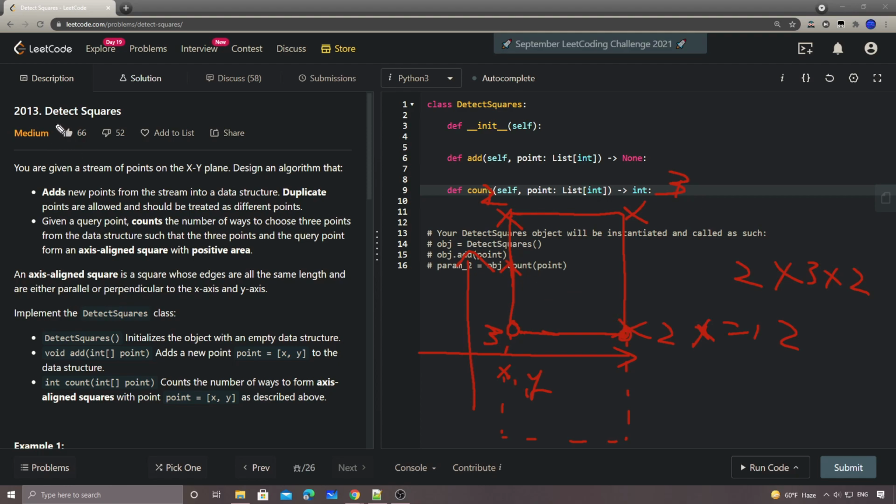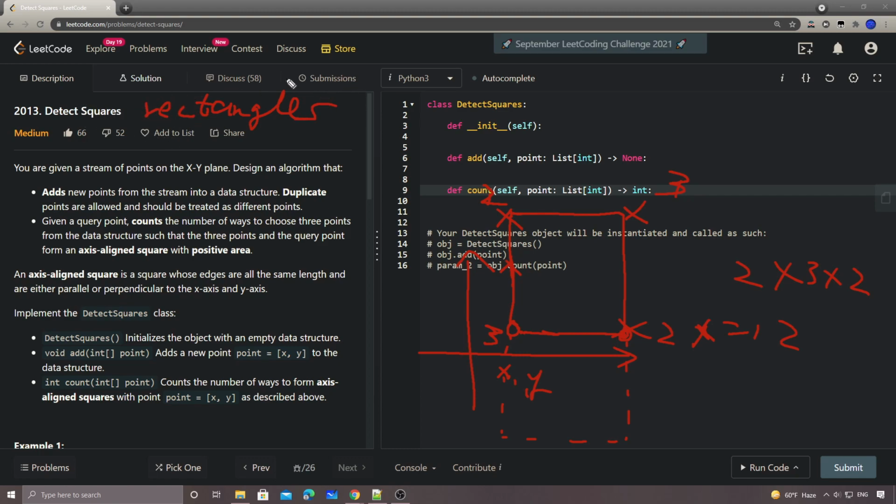Actually, for this one, I misread this word squares. For some reason I thought this one was a rectangle. I didn't realize it's squares.